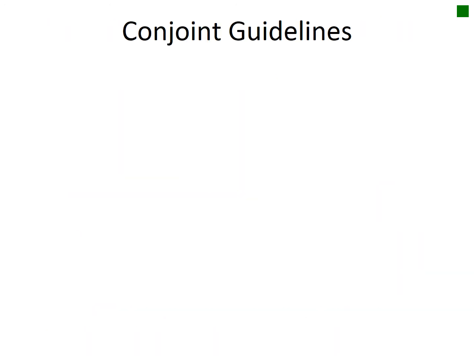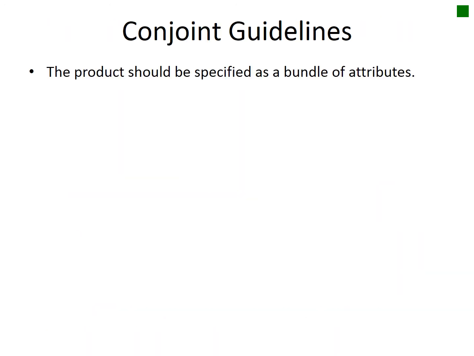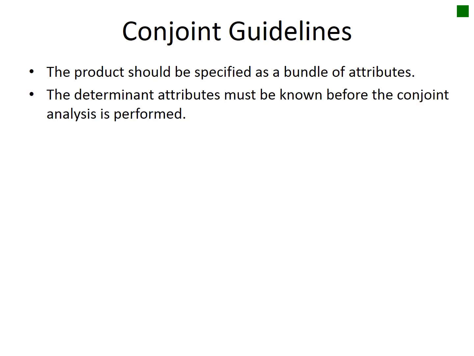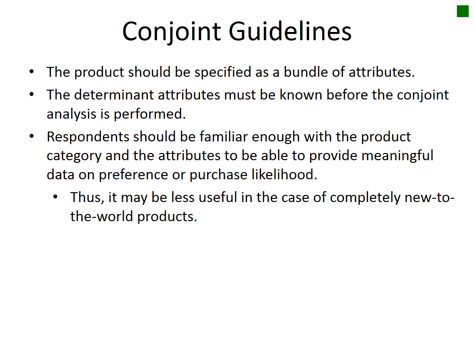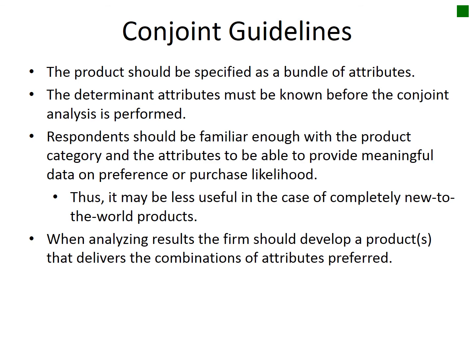But ultimately what we come down to is knowing that products are a bundle of attributes. We need to be able to identify what the determinant attributes are in advance, because that's what we're actually varying across our different product versions. Respondents need to be fairly familiar or well known in terms of what the products are. So as I mentioned before, new to the world products are difficult to analyze.